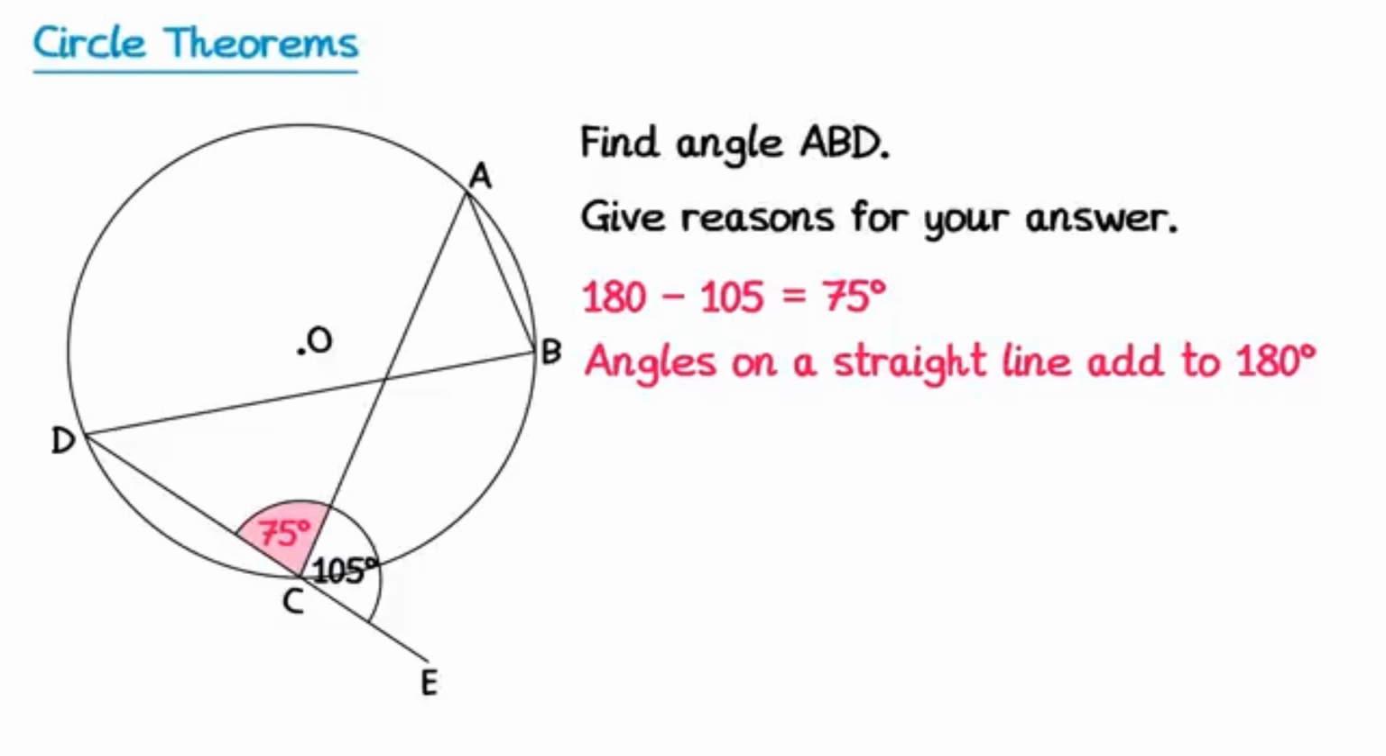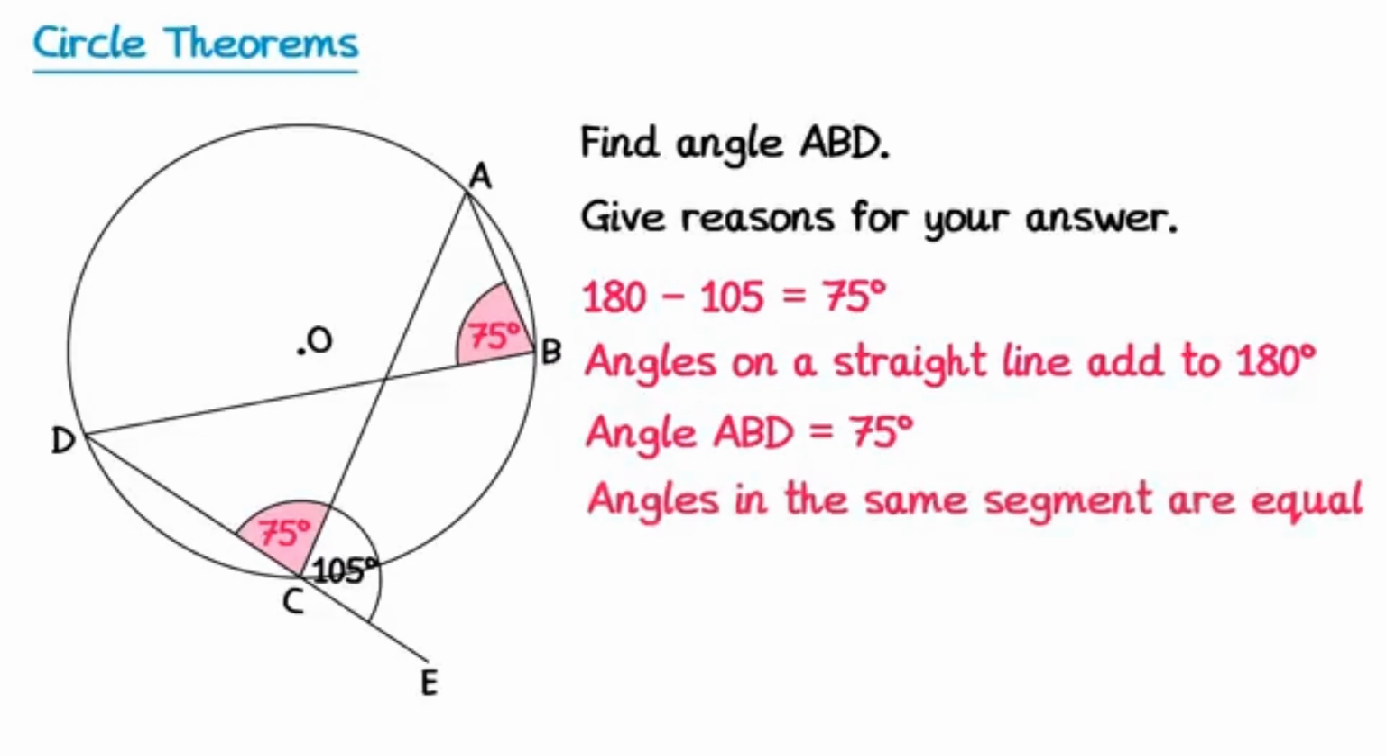Now we can use one of our circle theorems to find the angle ABD. This one looks like the bow tie theorem, the first one we did. So the red angle we just found is actually the same as the angle ABD. So this one is also 75 degrees. So we could say that angle ABD equals 75 degrees, and once again we need to give a reason because the question asked us for one, and we would give the first theorem, which was that angles in the same segment are equal.